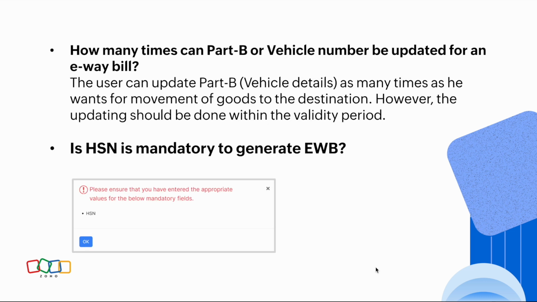How many times can Part B or the vehicle number be updated for an e-waybill? The Part B details or vehicle details can be updated as many times as the transporter wants for the movement of goods to the destination. However, the updating should be done within the validity period.